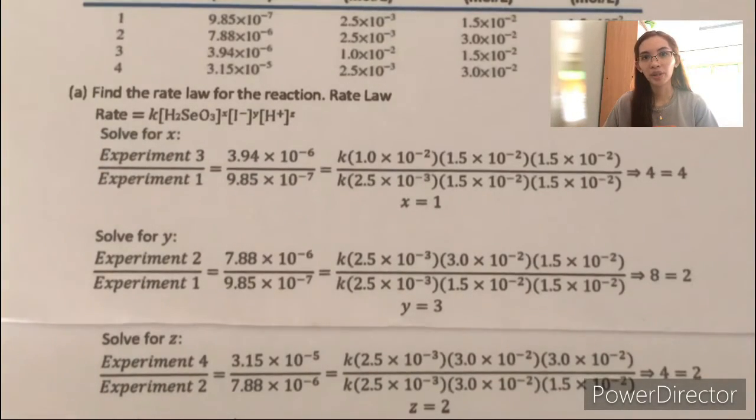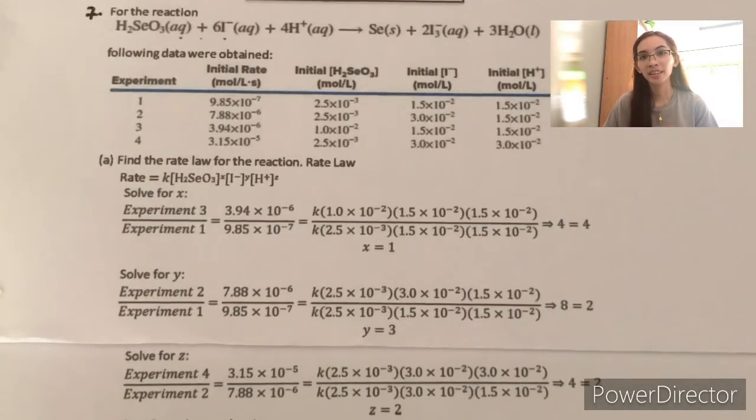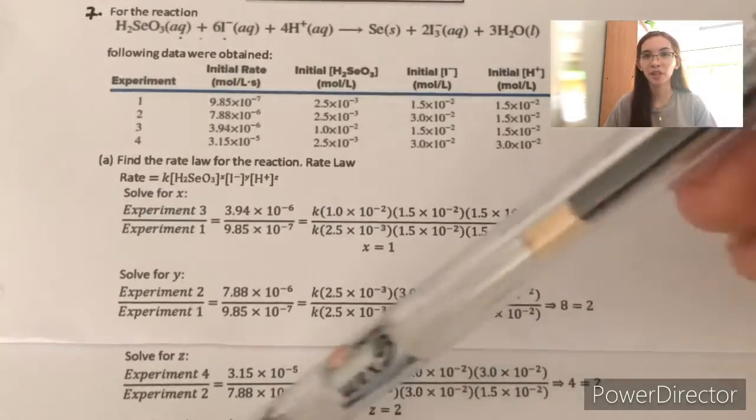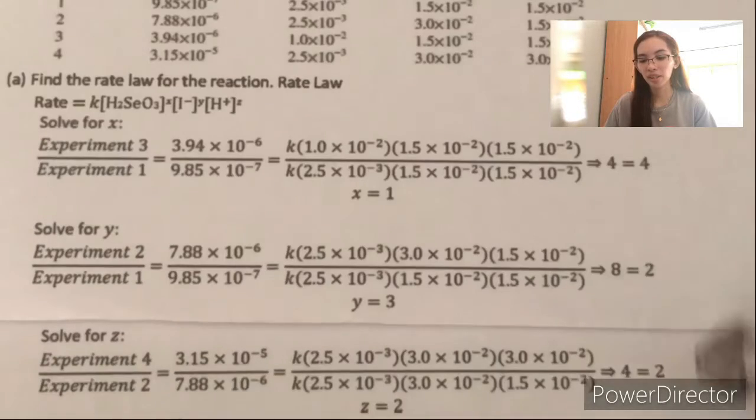And for z, we used experiments 4 and 2. And then again, let's solve it by substituting its values. So we get 4 equals 2, in which 2 raised to the power of 2 is 4. So z is equal to 2.